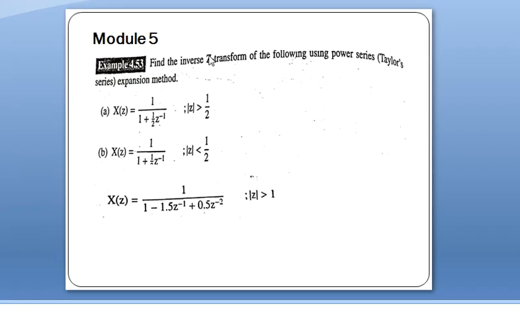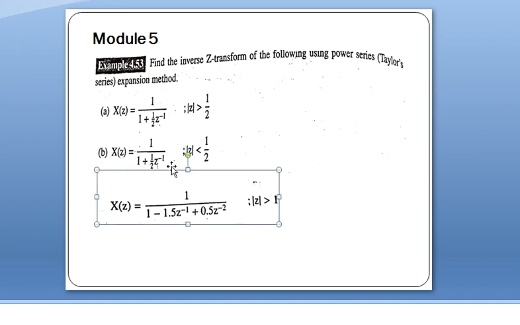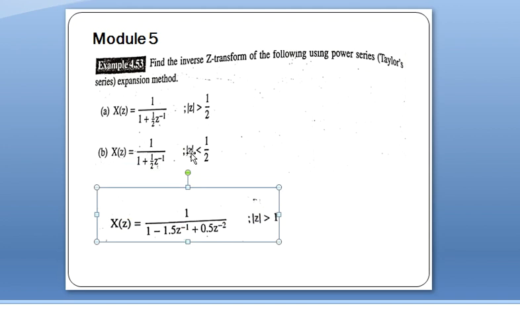Now the next thing is finding the inverse Z transform by using the power series or Taylor series expansion method. Let's see how this happens. X of Z is equal to 1 divided by 1 plus 1 by 2 Z raised to minus 1, where the magnitude of Z is greater than half. And the other problem is the same, 1 divided by 1 plus 1 by 2 Z raised to minus 1, where |Z| is less than 1 by 2.